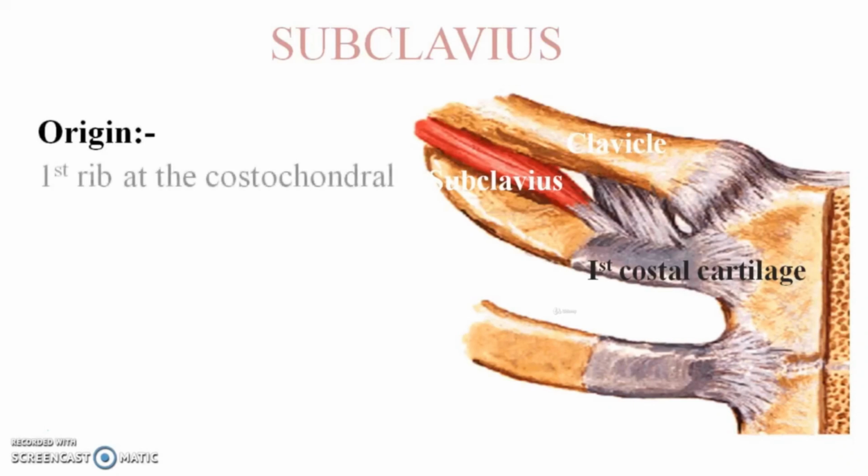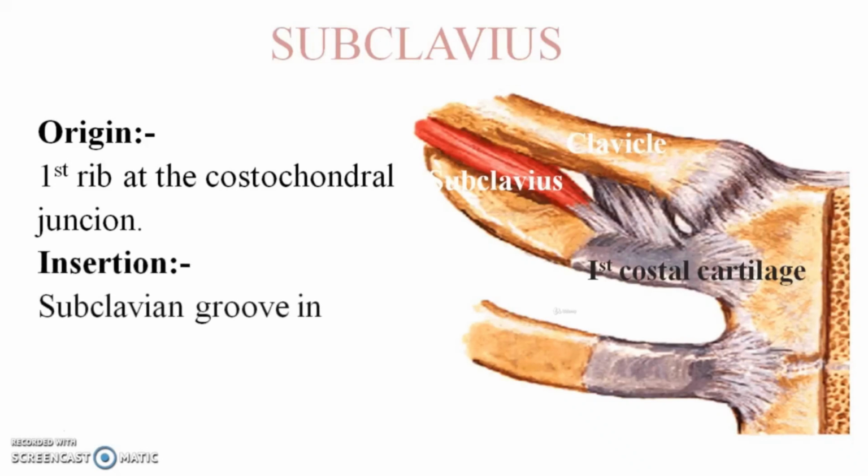So coming for origin, first rib at the costochondral junction. It is taking origin from first rib at the costochondral junction. In the picture you can make out a demarcated area that is going to indicate the cartilaginous part, and the bony part, that is the brownish area, which is going to indicate the bony part. Okay, that is the costal part. So costochondral junction of first rib giving origin to subclavius muscle. And now coming for insertion.